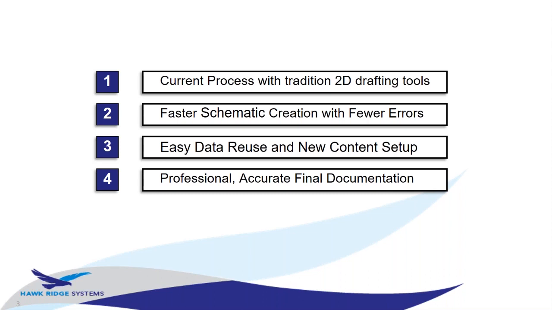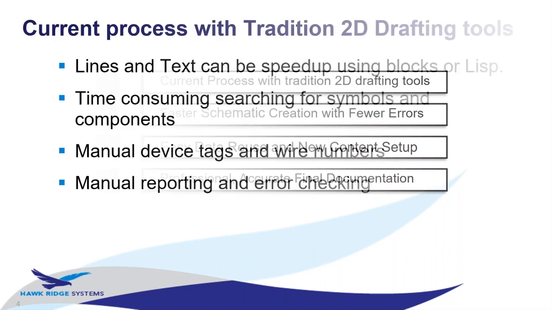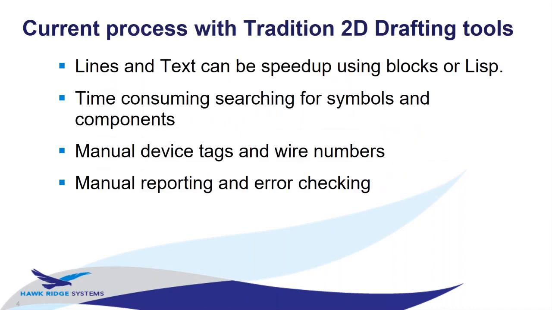In fact, it has pretty much all the same functionalities as that product. Then we'll take a look at the faster schematic creation with fewer errors inside of SolidWorks Electrical Schematic Professional, easy data reuse and new content setup, and then we'll take a look at the final documentation at the end there. All right, so what's the most current process for most people? A lot of times it's typically lines and text. You can speed it up using blocks or Lisp if you're using a traditional 2D drawing package. It's very time consuming searching for symbols and components, and then you've got to do the manual device tagging and wire numbering.